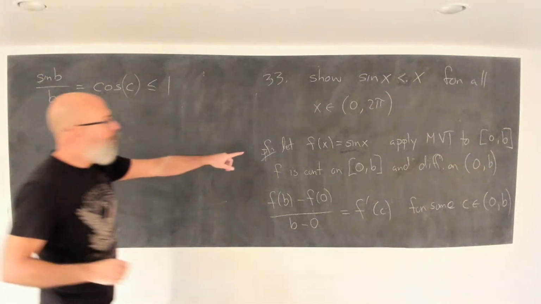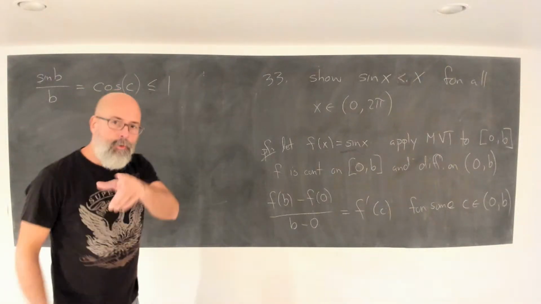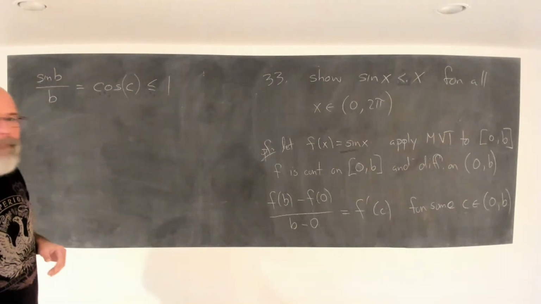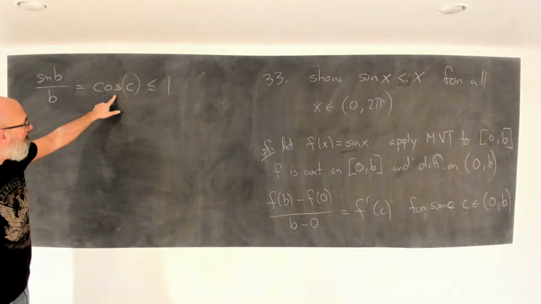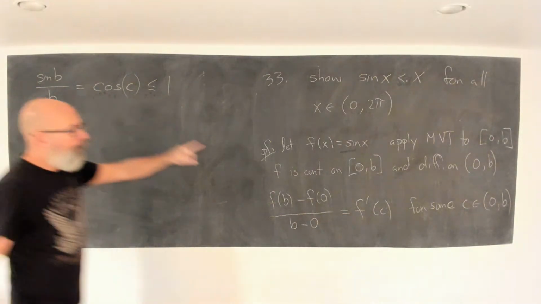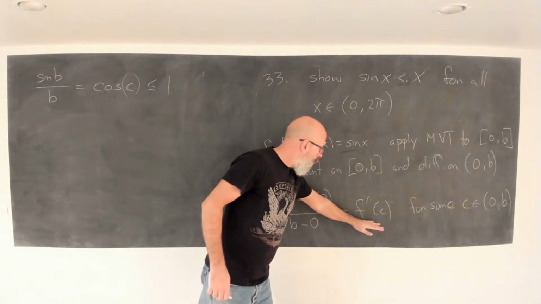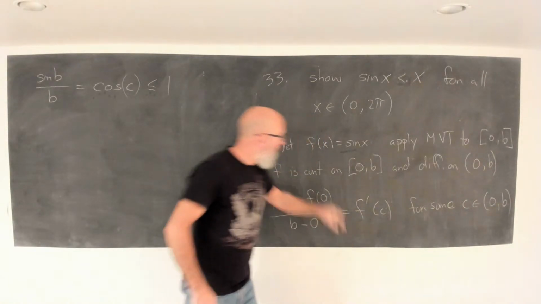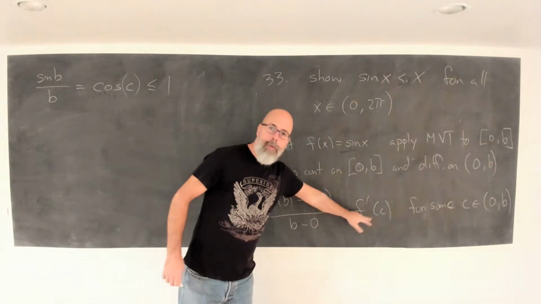Well, that's actually where... Good. Where did I get cosine of c? The right-hand side is f prime of c. Derivative of sine is cos.